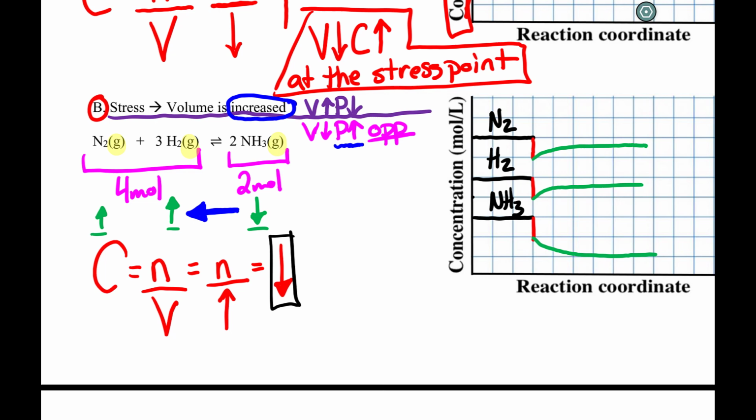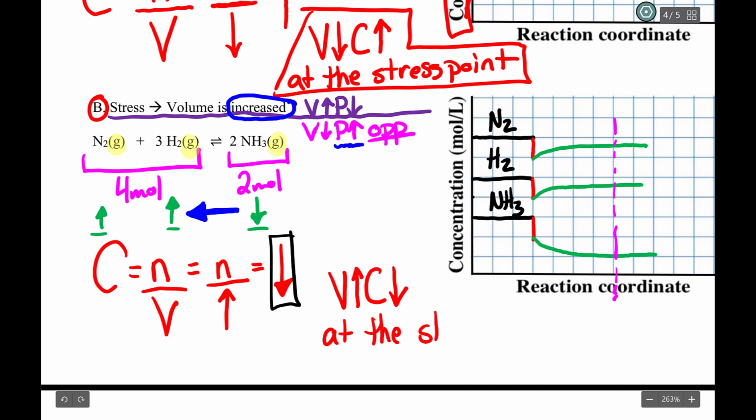Once these all level out, and they should be leveling out together, let's say they all leveled out here. We have reached equilibrium. So remember, if the volume goes up at the stress point, then the concentrations will all go down at the stress point.